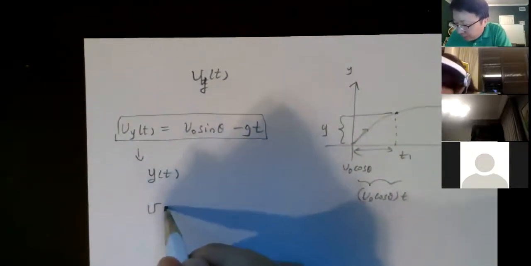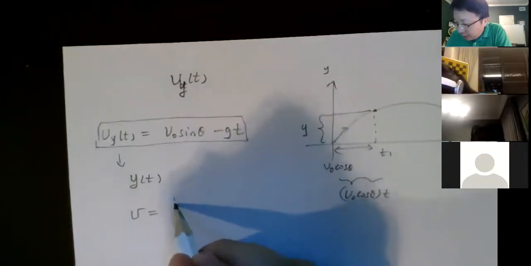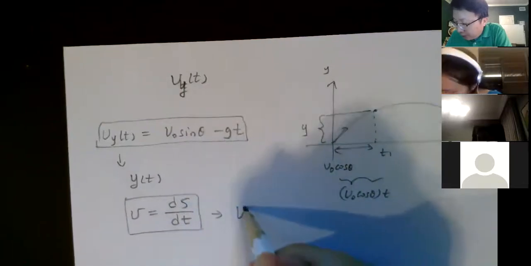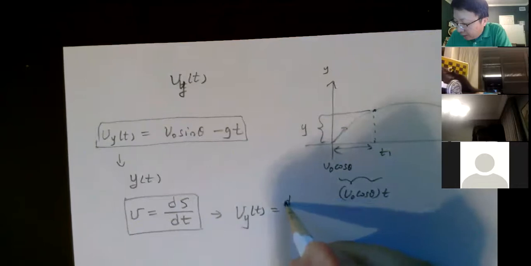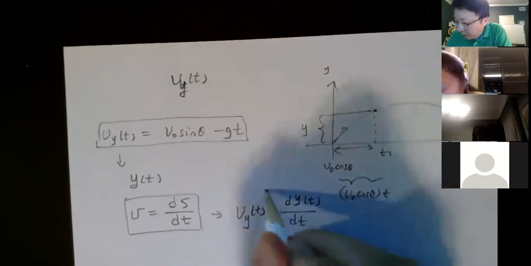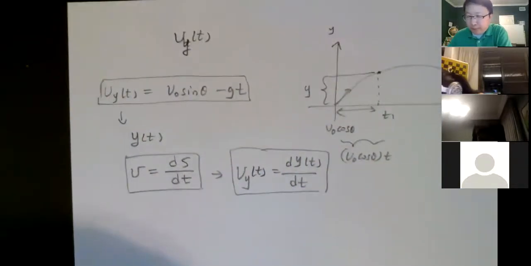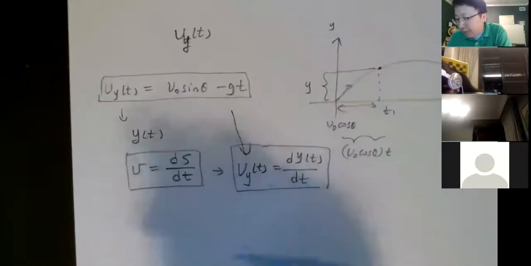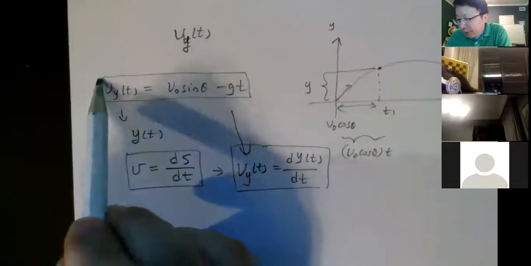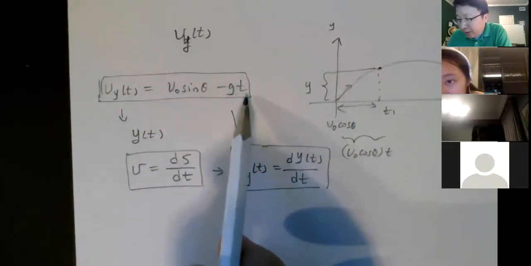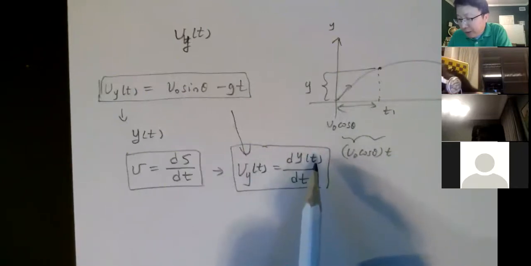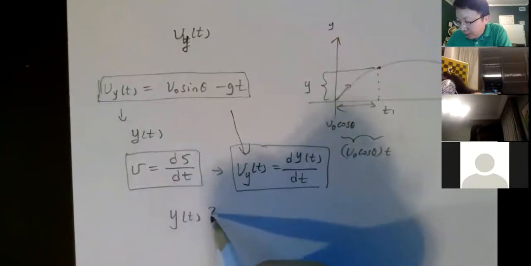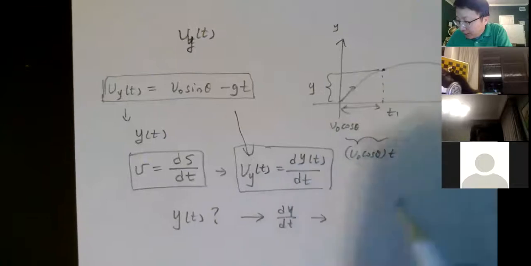But we know the definition of velocity. What is velocity? Velocity is the time derivative of displacement, which really means Vy(t) equals dy(t)/dt, correct? So we only need to write this as an antiderivative, an integral. Now we have a linear function of t. Can we get a function y(t) whose derivative is a linear function of t?